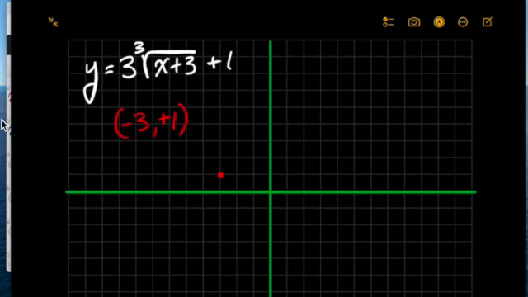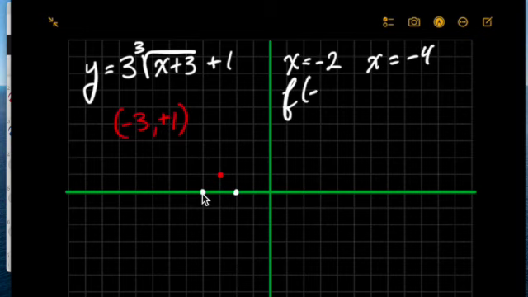Folks, the next thing we're going to do is move 1 unit to the right and 1 unit to the left and use these x values. Okay, so this x value and that x value, and we're going to plug those into the equation to get our y value. So first we're going to use, instead of x equals -3, x equals -2. And then, instead of x equals -3, x equals -4. So what we're going to do is do f of -2 to get our y value and f of -4 to get our y value.